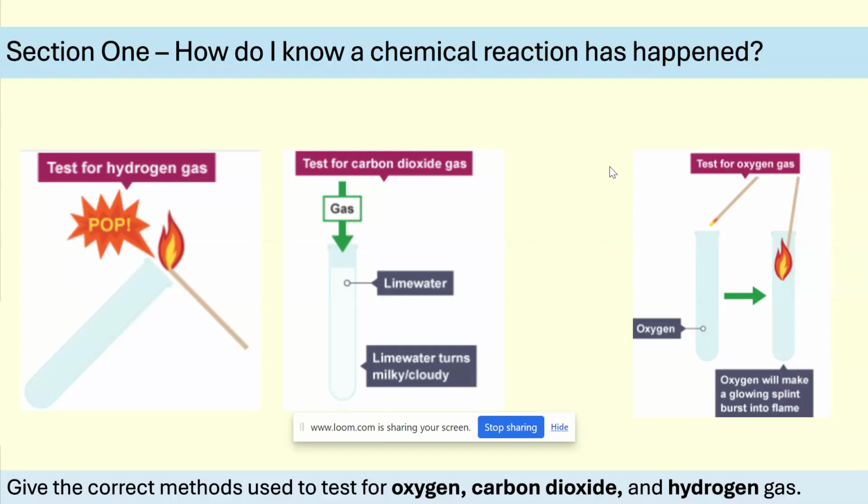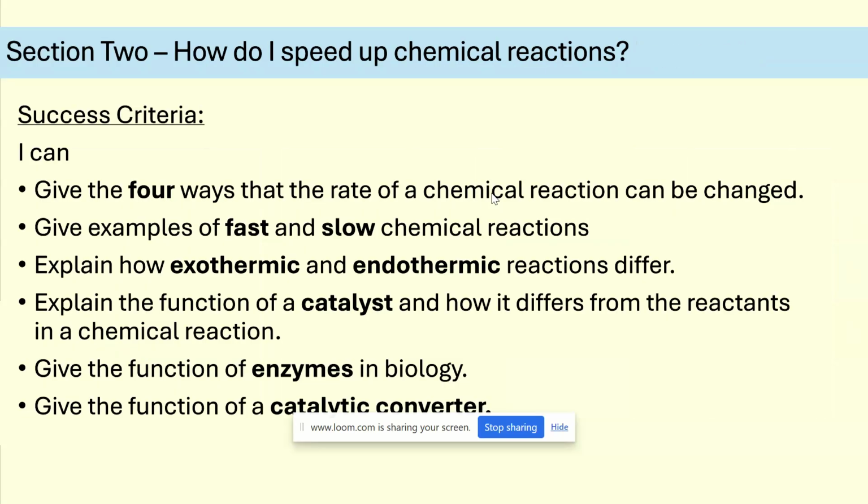If neither of these work and you're just filling the tube with smoke, you can put in some lime water, which starts off clear, and it'll become a milky, cloudy colour. So to test for oxygen, it relights the glowing splint, carbon dioxide turns lime water cloudy, and hydrogen gas will burn with a squeaky pop.